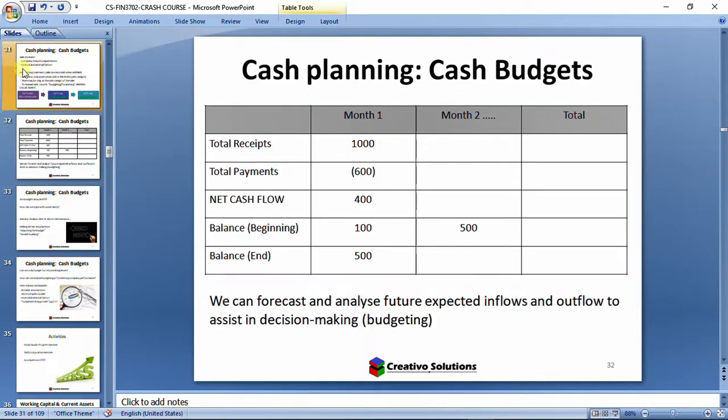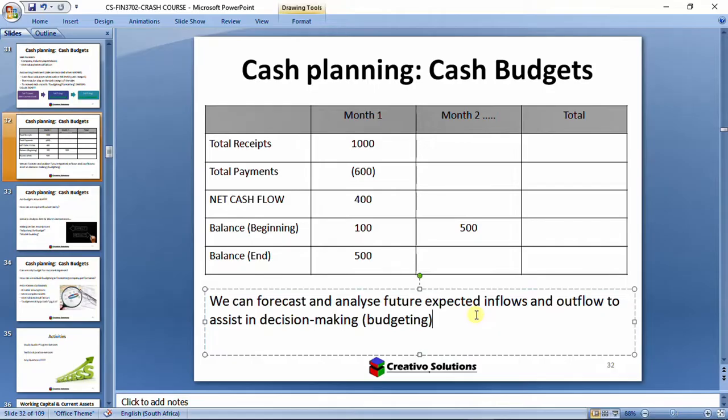Did I give a percentage here? No, I didn't. So let's just put one in. We can forecast and analyze future expected cash flows. We're going to assume receipts are going to increase by 10%. Payments are going to increase by 20%. Let's see what this budget is going to look like. We're only going to budget for 1 month.